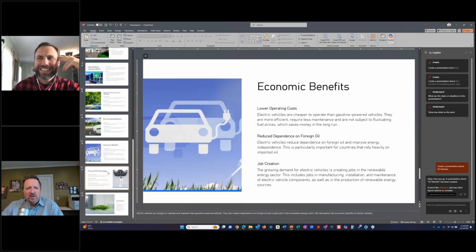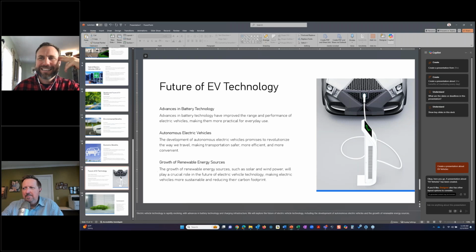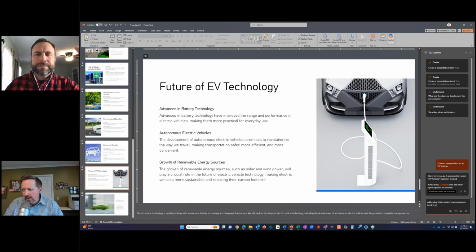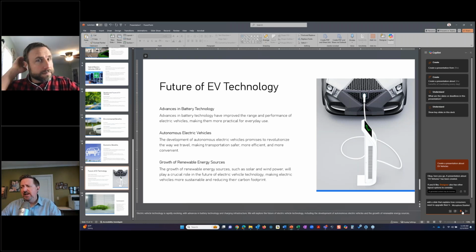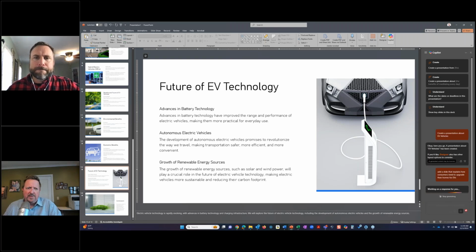So this gets you to that 80% point, but one thing you can do is, future of EV technology. I'm saying, I think what I'm missing on this is I want to add a slide. I'm going to say add a slide that explains how consumers need to upgrade their homes for EVs. And let's see what it does. It's a piece of information I see missing from the presentation, and I'm going to ask it to add a slide on that topic. So let's see how it does on that.